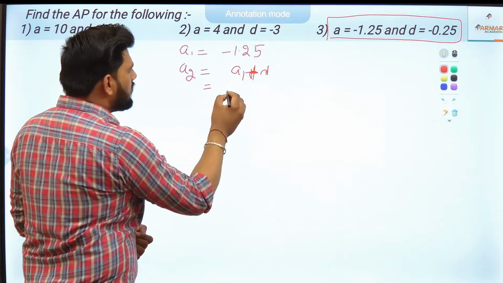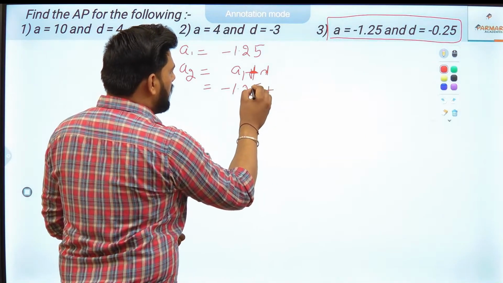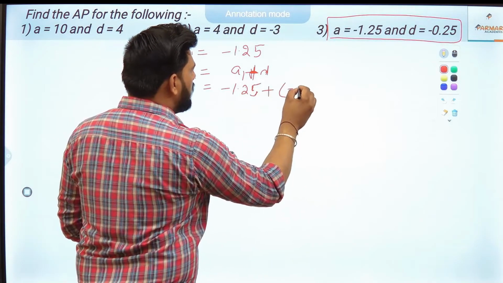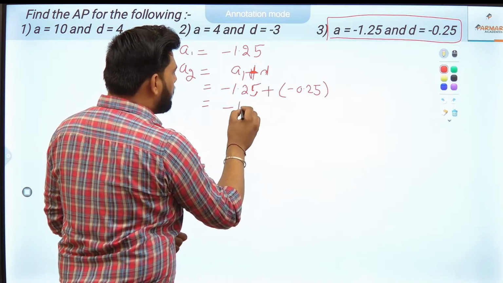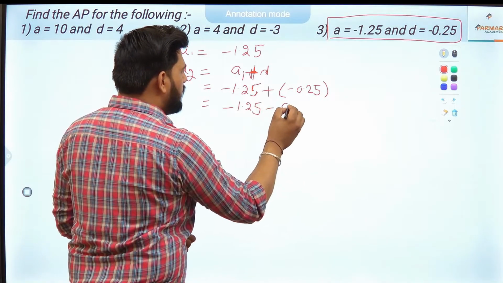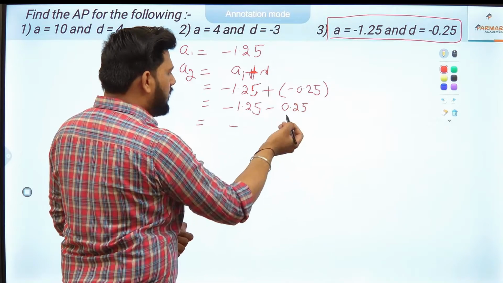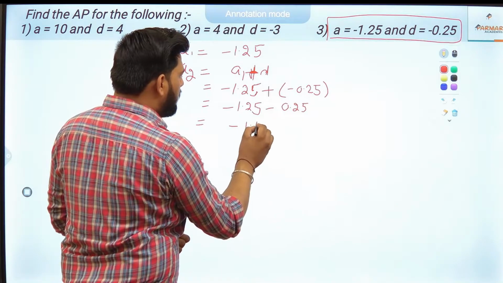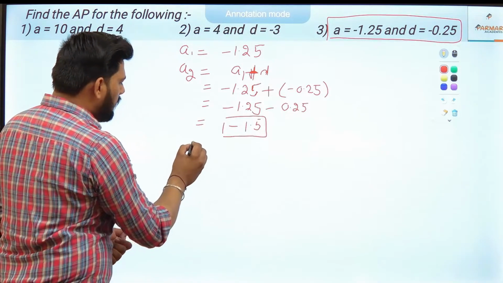Now put the values: minus 1.25 plus common difference, that is minus 0.25. So after calculation, I will get minus 1.25 plus minus minus, that is 0.25, and the overall answer is minus minus plus, that is minus 1.50 or 1.5. This is my second term.